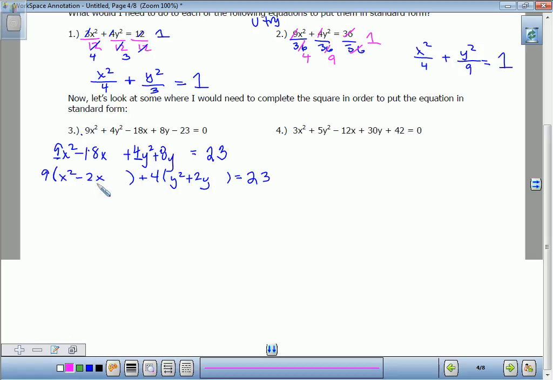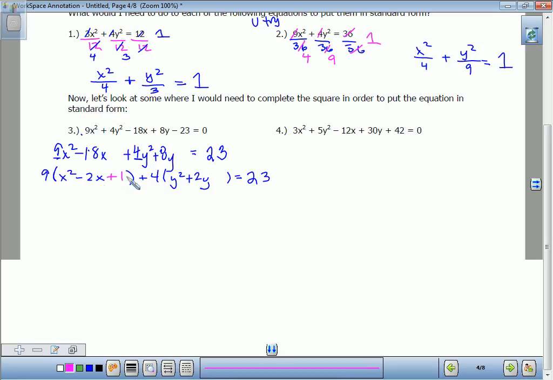Okay, so now we have it where we can complete the square. We have to factor out that coefficient first. Then we take half of negative 2, which is negative 1, and square it. What is negative 1 squared? Positive 1. All right, now let's pause for a moment.